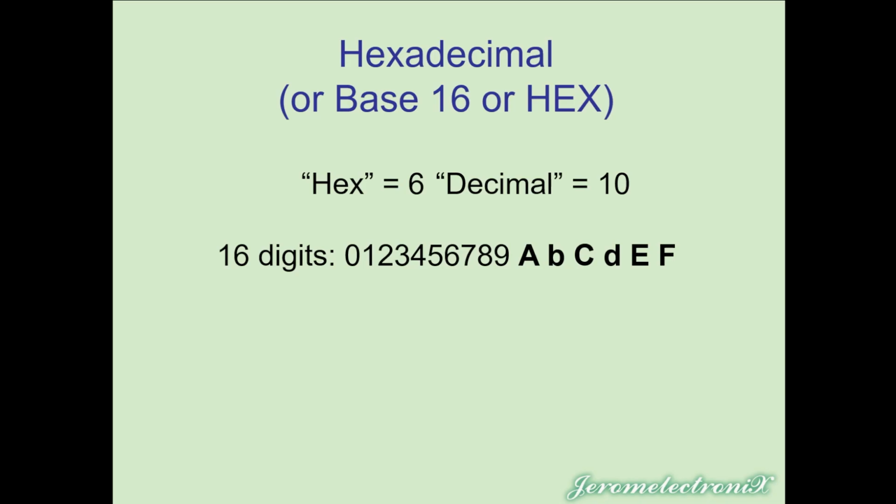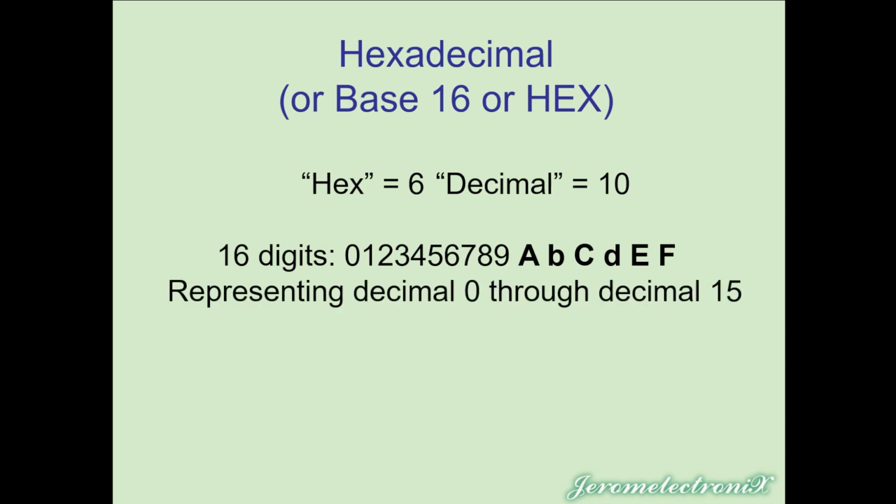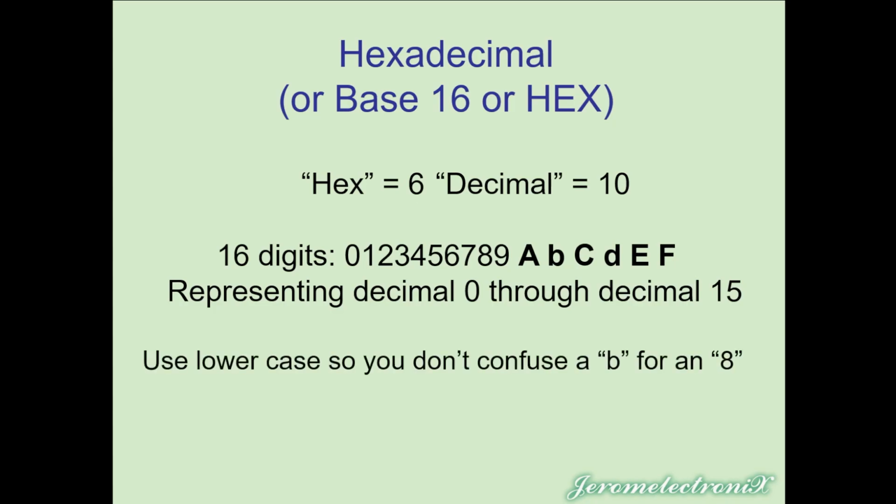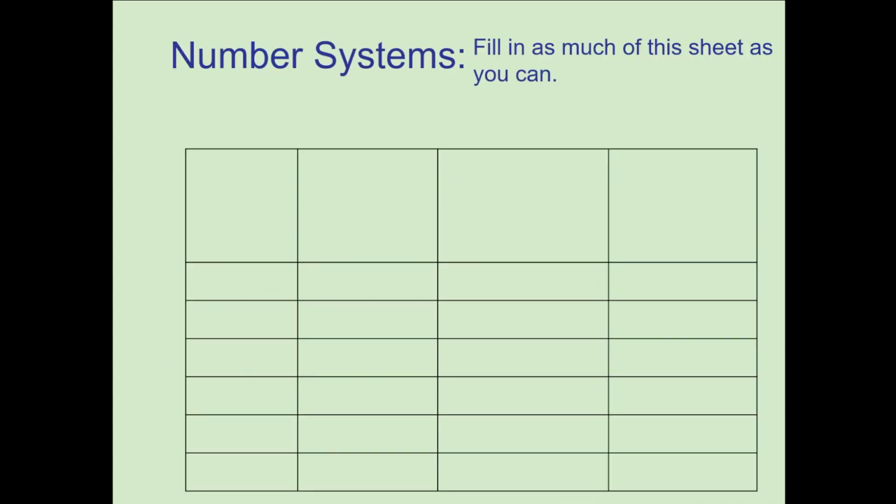And notice there that the b and the d are lowercase. Kind of a tradition, a standard, probably not a hard rule, but it helps us to not become confused by thinking that those are zeros. So these represent decimal 0 through 15. Again, lowercase, so you don't confuse a b for an 8, and you don't confuse a d for a 0.